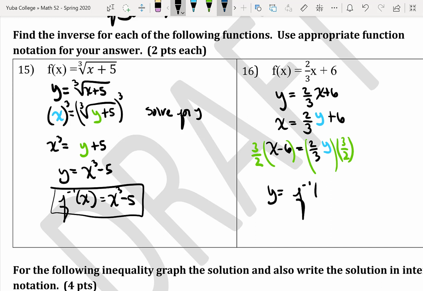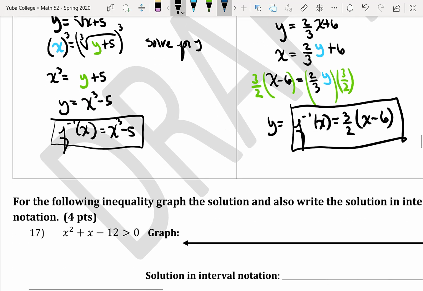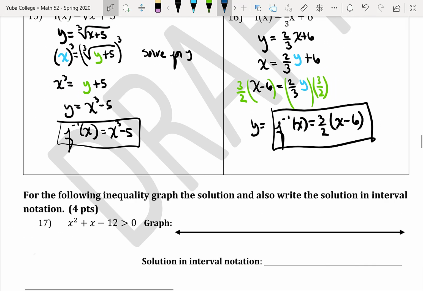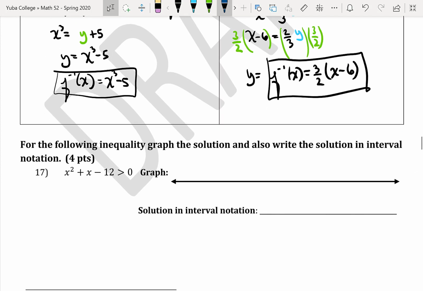Okay, so for the following, we want to graph the inequality solution, and we want to write our answer in interval notation. Okay, so nonlinear inequalities, we need to find our critical numbers. So critical numbers are the numbers that set this equal to 0 or where it is undefined. And so to find my critical numbers, I'm setting x squared plus x minus 12 equal to 0.